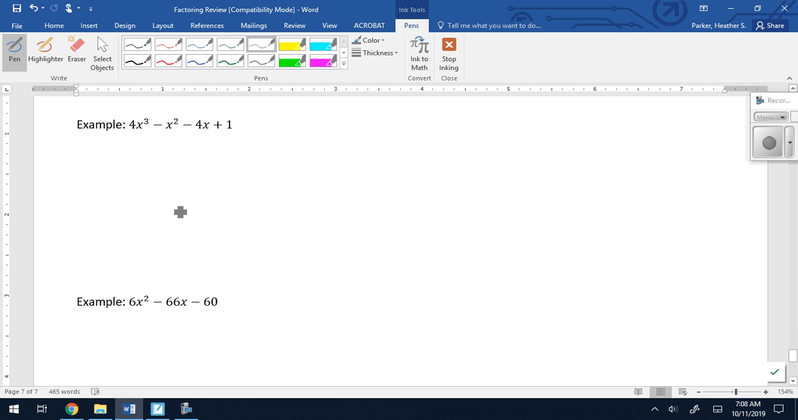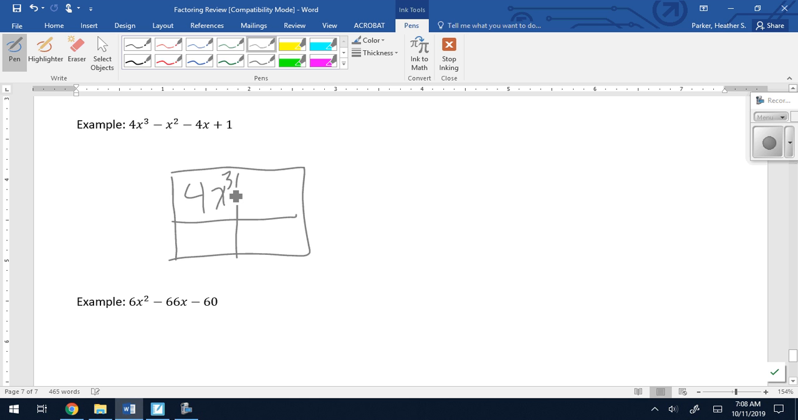So this time I have 4 terms. I look, there's no GCF that's common between all 4. So I'm going to go to my box method. I'm going to place the first and the last. And then the 2 middle ones, it doesn't matter which one goes where. And then I'm going to pull out the GCF. So the first column has a 4 in common and an x in common. Negative x squared and 1 just has 1 in common. Because this is negative, this will be negative.